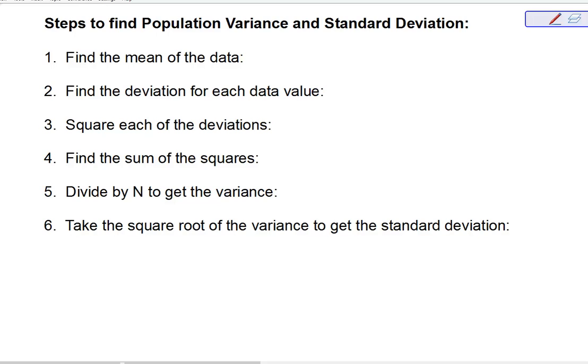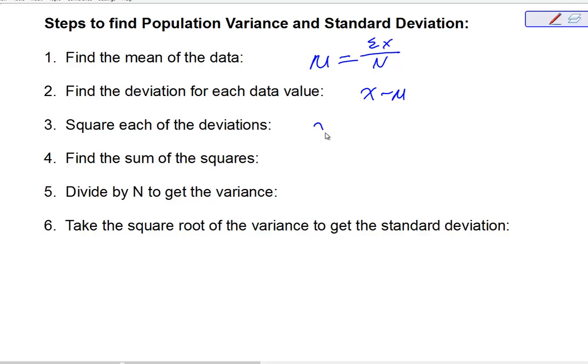But let's look at this. The first step is to find the mean of the data. And remember that for population, the mean is we add up our data points and then we divide by how many we have. So we sum up our data values and then we divide by how many we have. The next step is we find the deviation for each of our data values. Remember that the deviation is we take our value and subtract the mean from it.